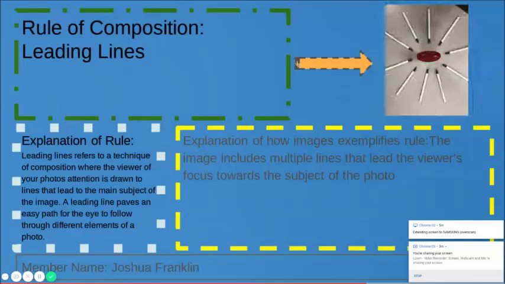Leading lines. Leading lines refers to a technique of composition where the viewer of your photo's attention is drawn to lines that lead to the main subject of the image. A leading line paves an easy path for the eye to follow through different elements of a photo. The image includes multiple lines that lead the viewer's focus towards the subject of the photo.